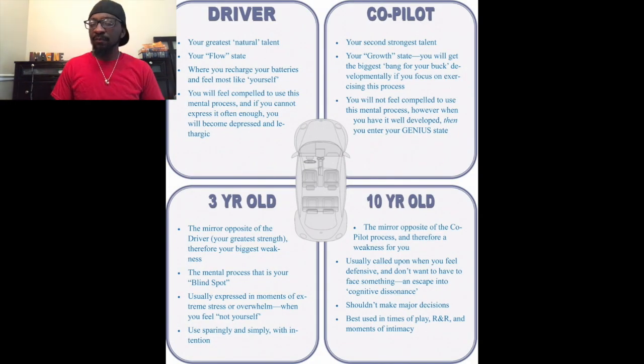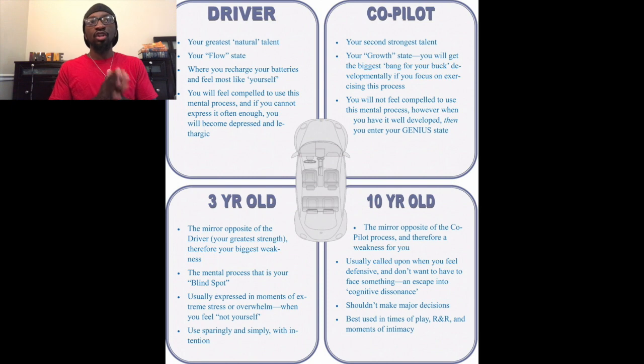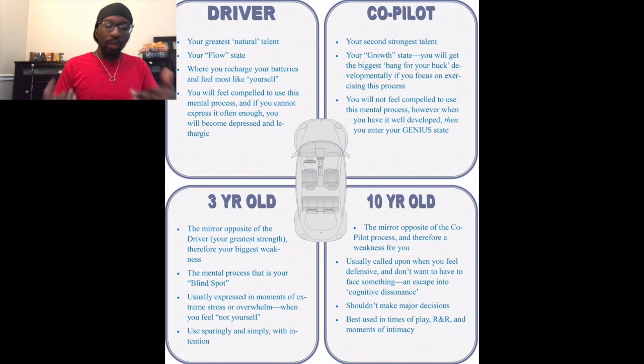All right, on the screen you should see an image of the CAR model. This is a model that most people use when they're talking about or describing cognitive functions. So in the top left you should have your driver function. This is basically your go-to function. It's the function that you use when you're in your state of flow, when you're doing your thing, and it's what really comes natural to you.